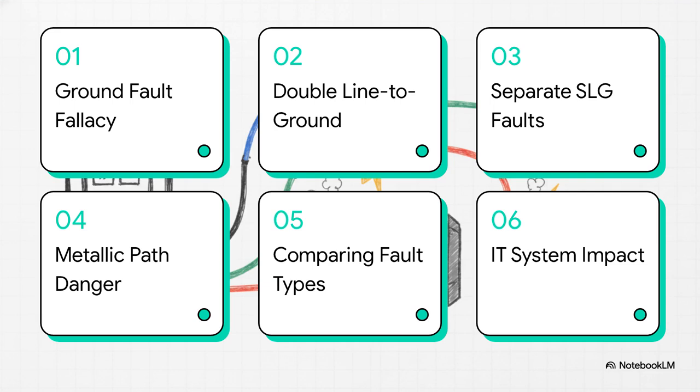Here's our roadmap for today. We're going to start with the ground fault fallacy itself, then define double line to ground faults, and contrast those with separate single line to ground faults. After that, we'll uncover the metallic path danger, compare the fault types, and wrap up with the critical impact this all has on IT grounding systems.